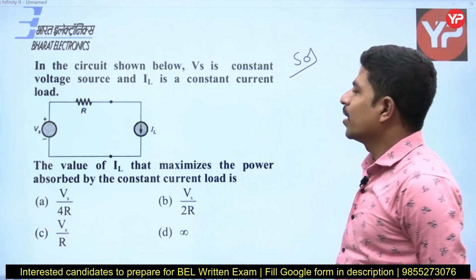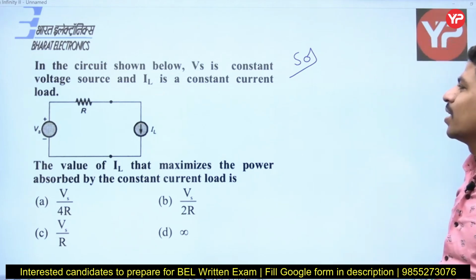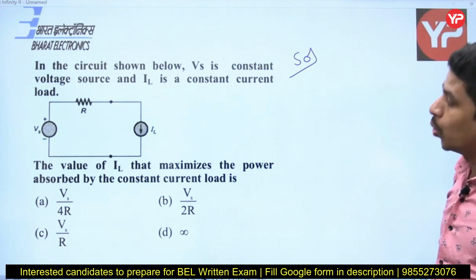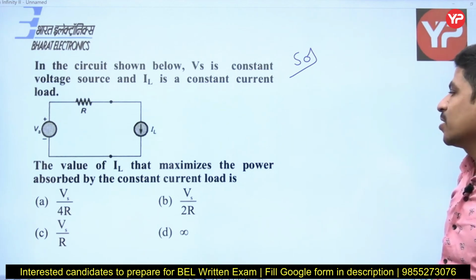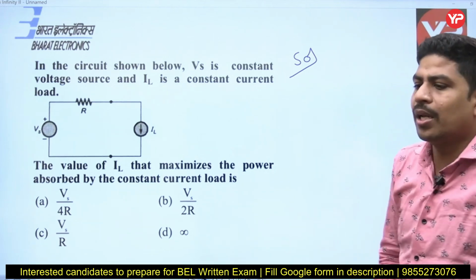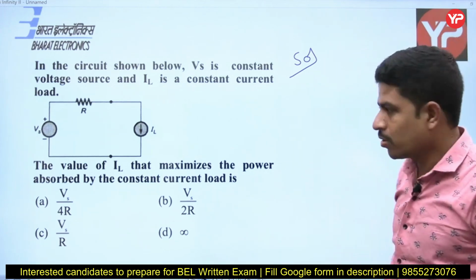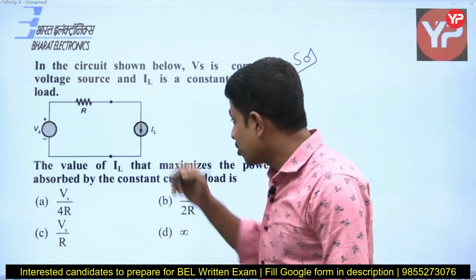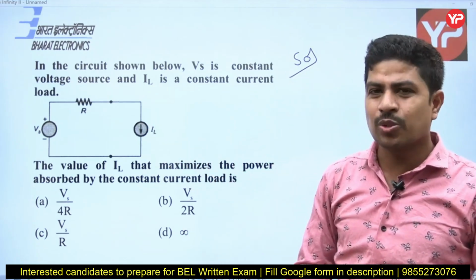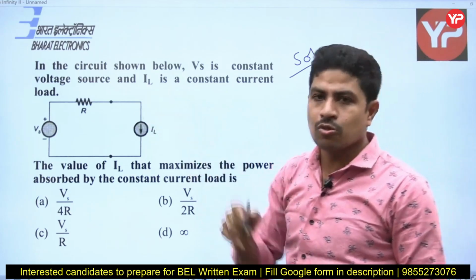What is it saying? In the circuit shown below, Vs is the constant voltage source and IL is a constant current load. The value of IL that maximizes the power absorbed by the constant load is. So this is very simple. Maximum power transfer theorem. So this is a current source, but whether it is current source or voltage source or whatever it is, for maximum power transfer, the load impedance must be equal to source impedance.